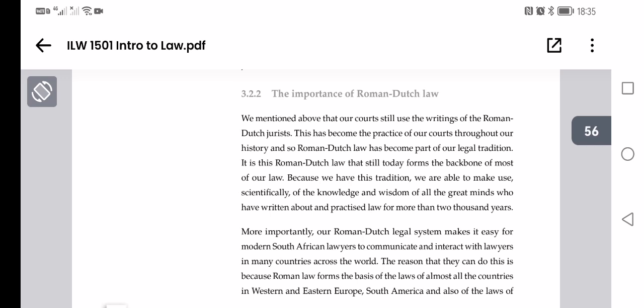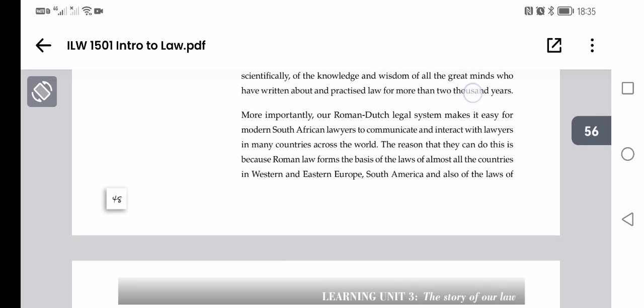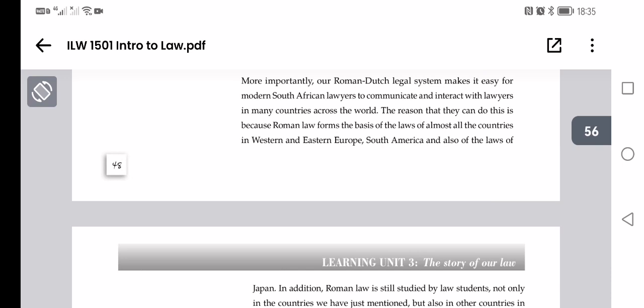Because we have this tradition, we are able to make use scientifically of the knowledge and wisdom of all the great minds who have written about and practiced law for more than 2,000 years. More importantly, our Roman Dutch legal system makes it easy for modern South African lawyers to communicate and interact with lawyers in many countries across the world.